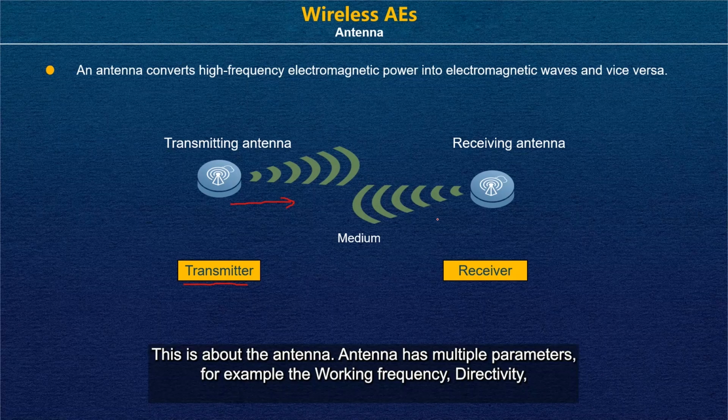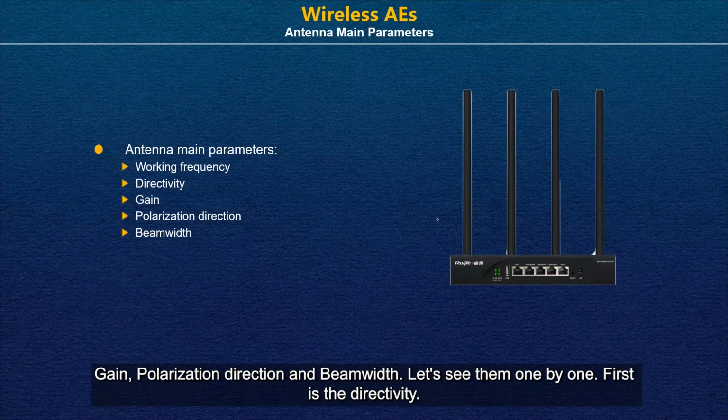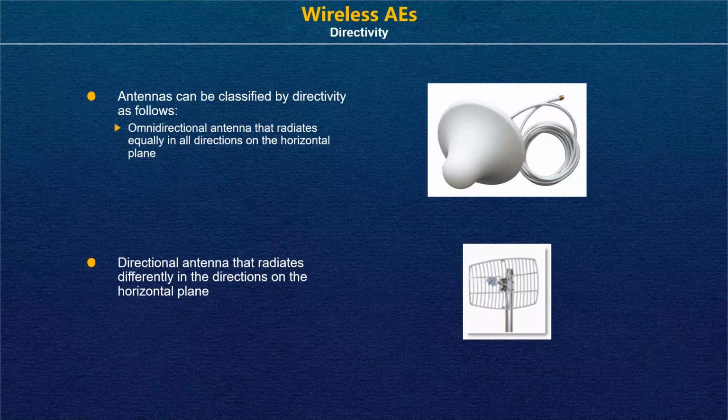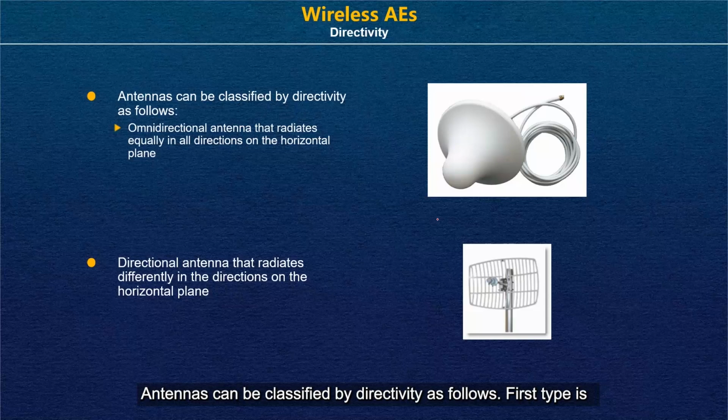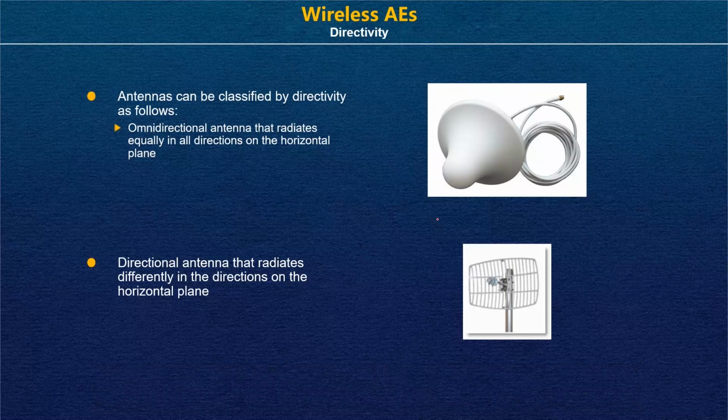This is about the antenna. And antennas have multiple parameters, for example, the working frequency, the directivity, the gain, the polarization direction, and the beam width. Let's see them one by one. First is directivity. Antennas can be classified by directivity as follows. The first type is called the omnidirectional antenna. It radiates equally in all directions on the horizontal plane.